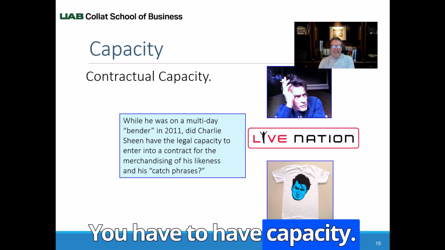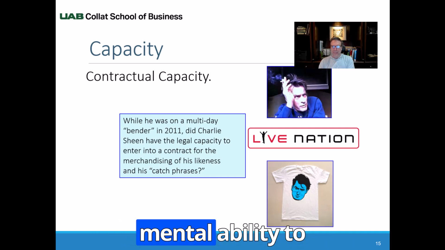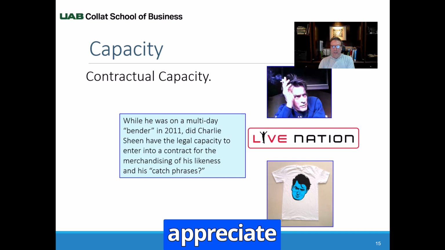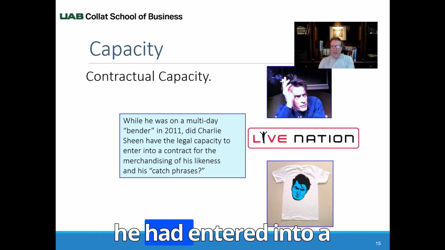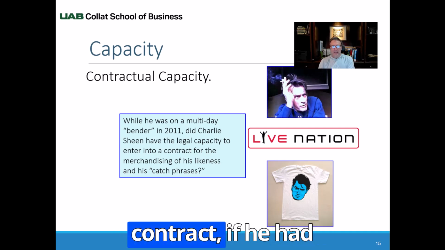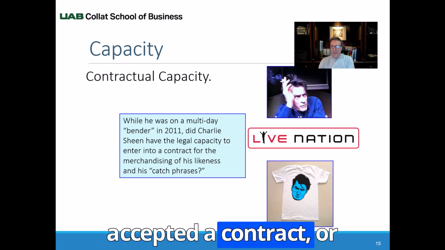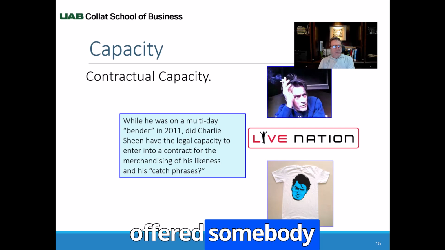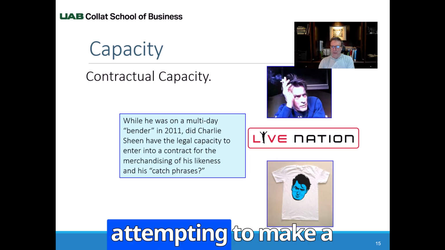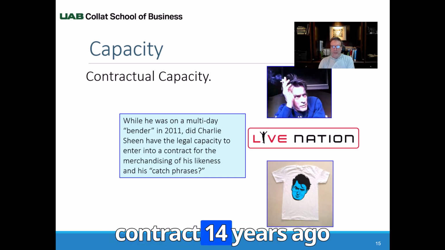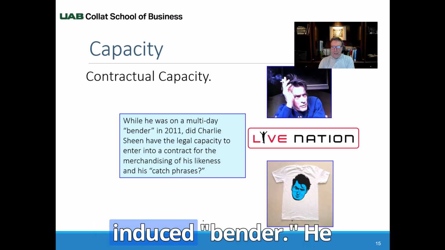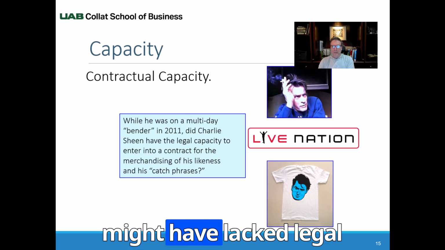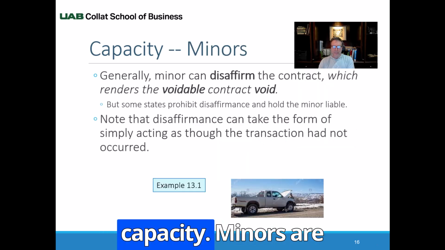You have to have capacity. You have to have the mental ability to appreciate what you're doing. Arguably, Charlie Sheen, if he had entered into a contract, if he had accepted a contract or offered somebody something under attempting to make a contract 14 years ago when he was supposedly on a drug and alcohol-induced bender, he might have lacked legal capacity.